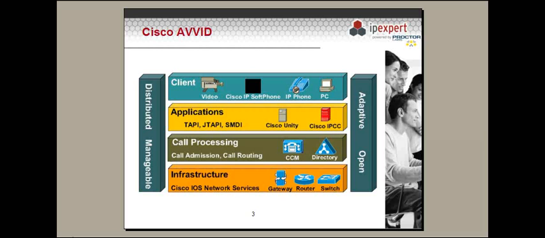Starting with the infrastructure layer, this contains our voice over IP gateways that are used to connect from the IP network to the PSTN. It contains our catalyst switches that provide inline power and campus quality of service for our IP phones. It also contains our routers.